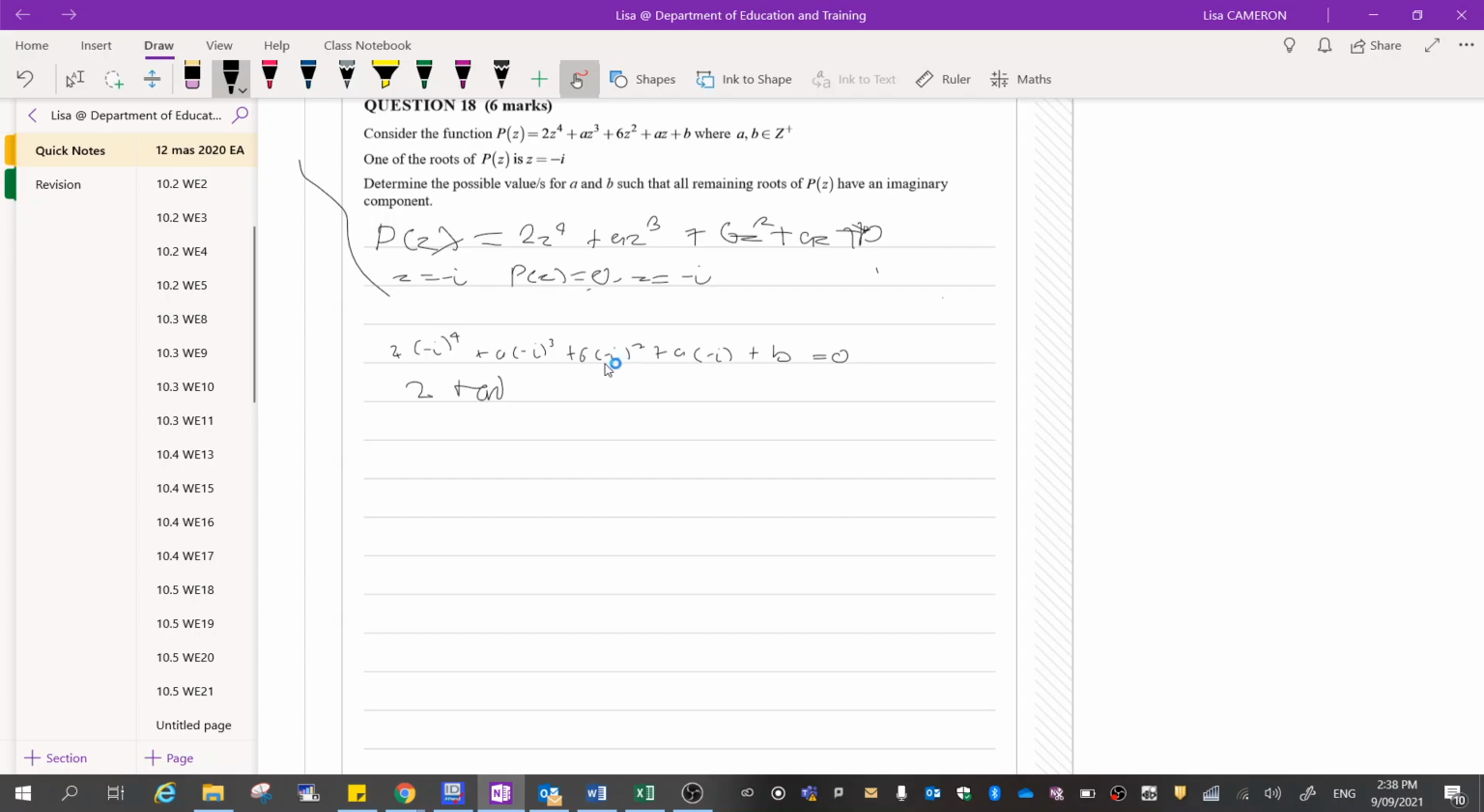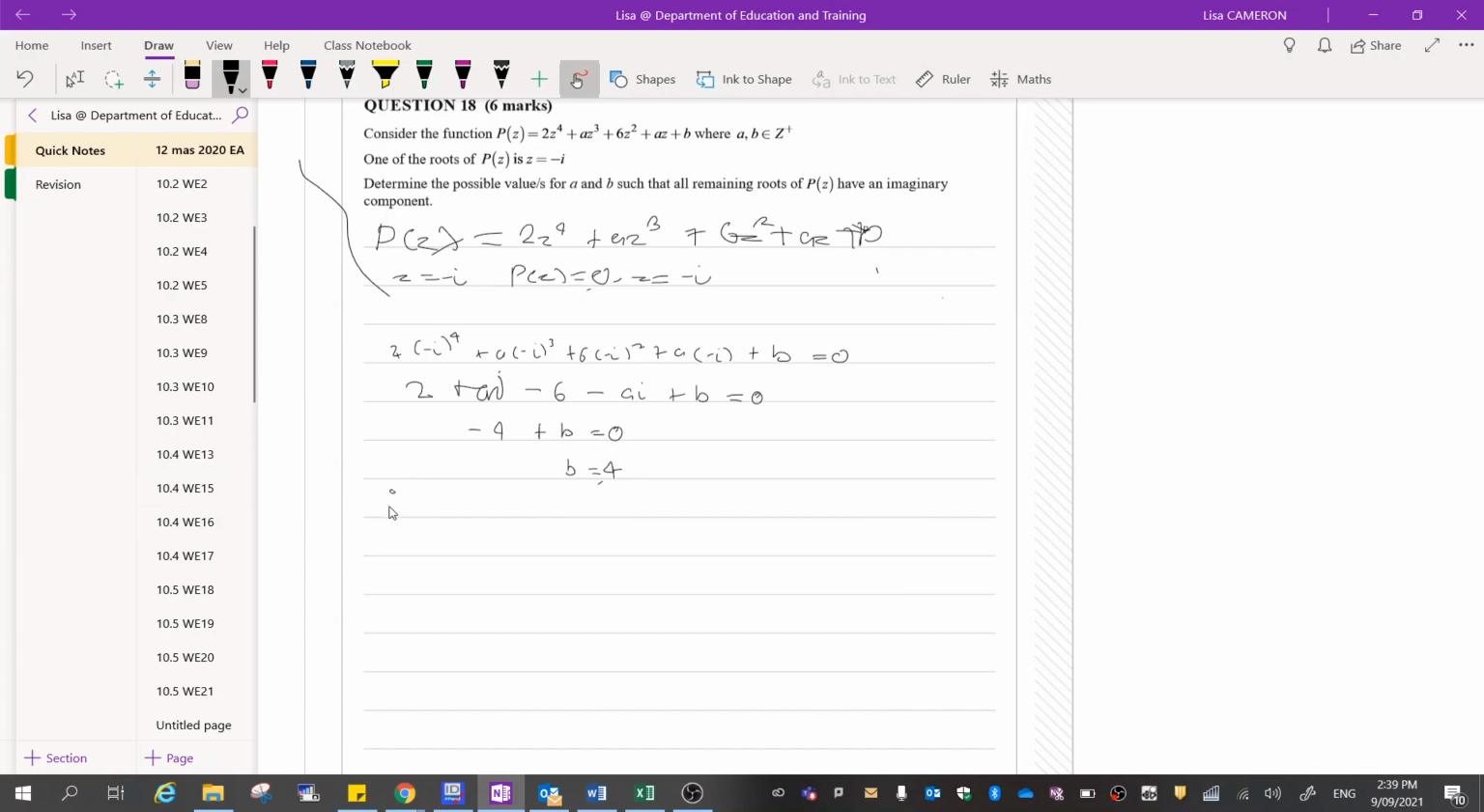We got the next bit here, (-i)^2, that just turns into i^2, which is the same as negative 1, so this one will be minus 6. This one's self-explanatory, it's just a times negative i, so it's minus ai plus b equal to 0. So now we just have to collect our like terms. 2 minus 6 is negative 4, and ai minus ai will cancel out, so we're just left with plus b equals 0, take the negative 4 over, b is equal to 4.